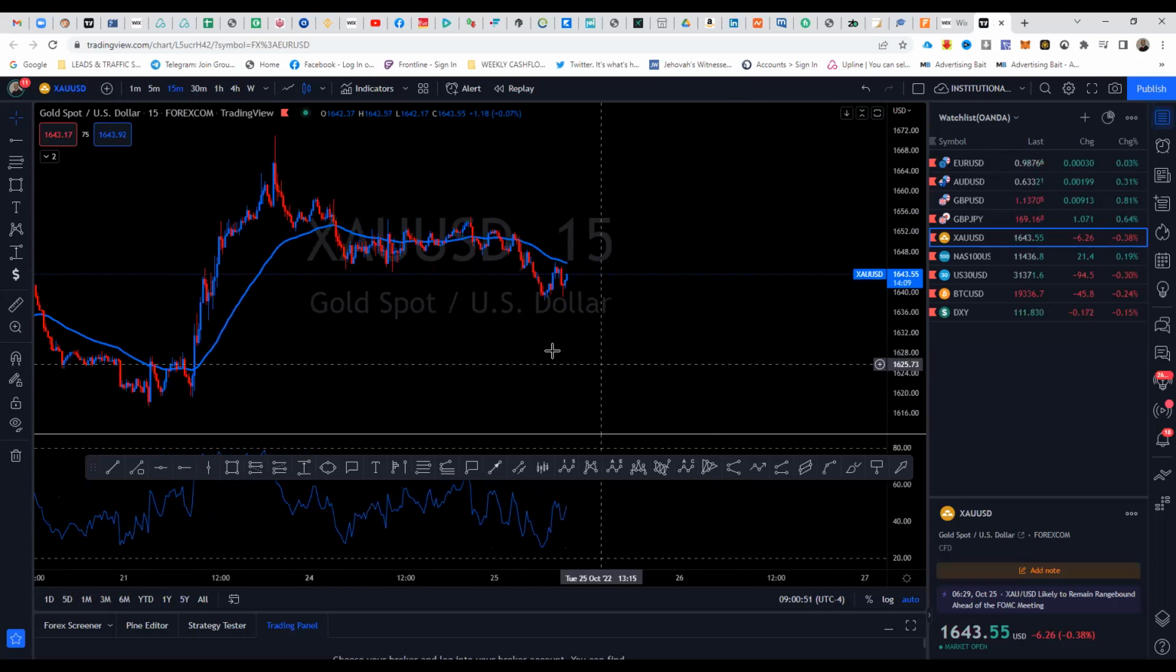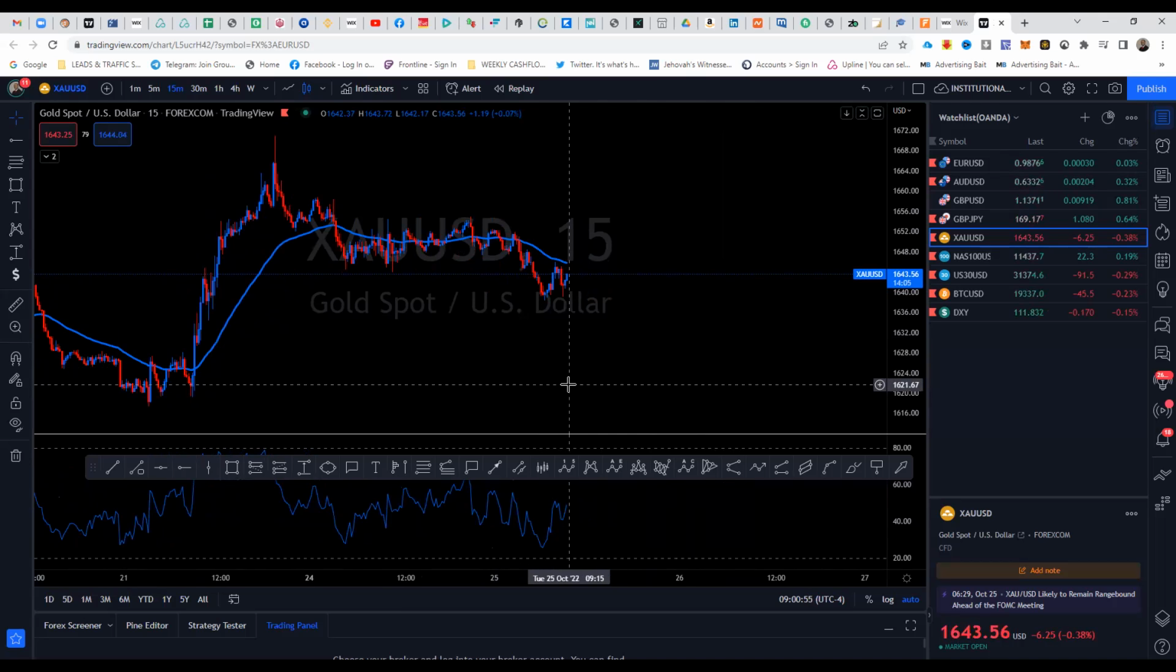So let's go ahead and get started here. We're going to start marking up supply and demand market structure for the 15-minute to the 4-hour time frame, and then we'll go back to the 15-minute and find our sniper entry.